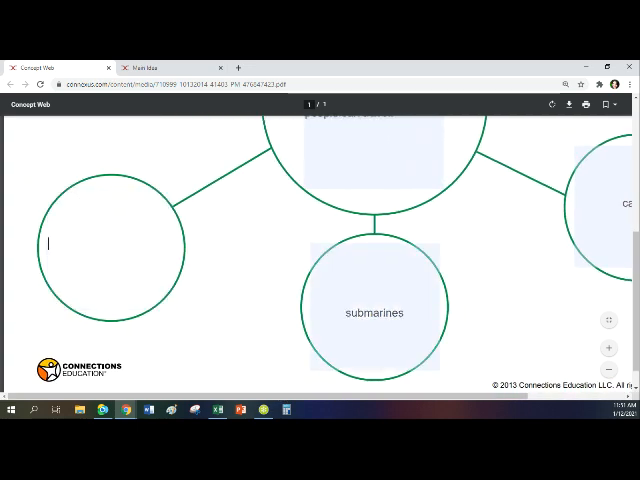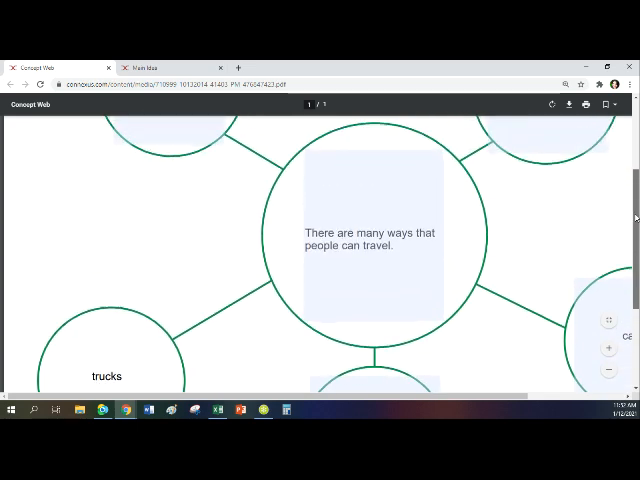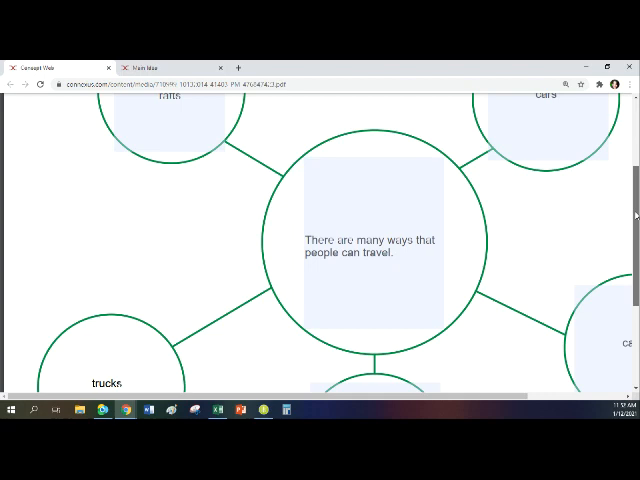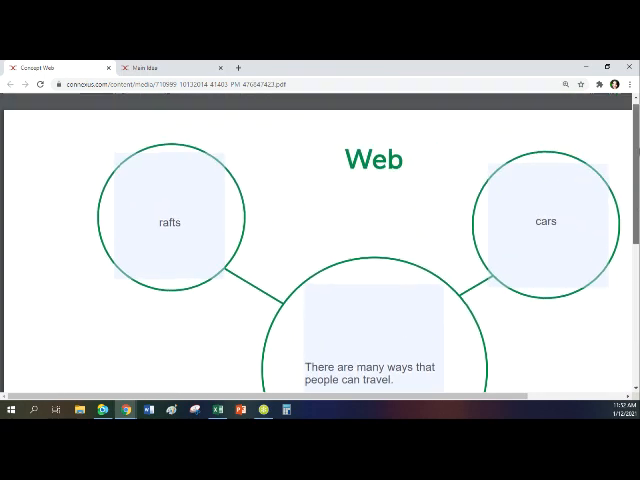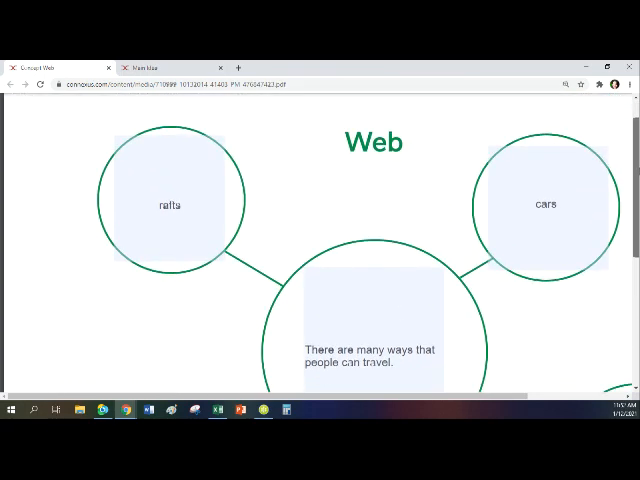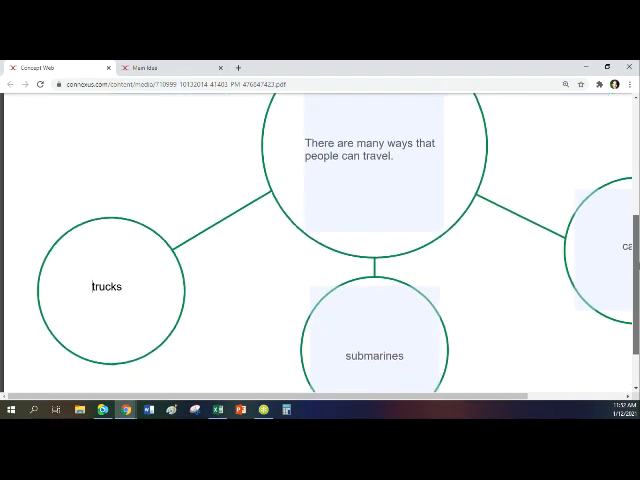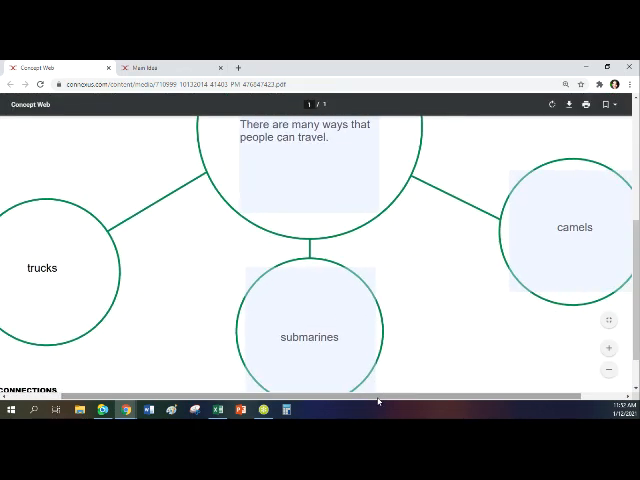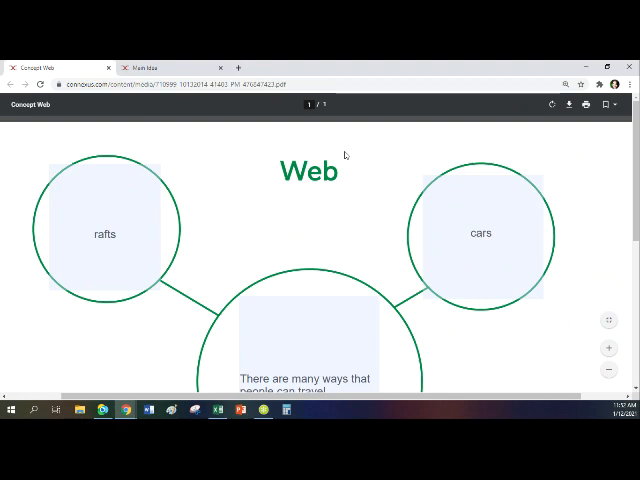All right, now my last bubble. Trucks. We did cars. How can we forget trucks? People travel in trucks all over the world. So now my web is filled out. I wrote the main idea. There are many ways that people can travel. And then I wrote those different examples. Cars, camels, rafts, submarines, and trucks. These are all examples of ways people can travel.